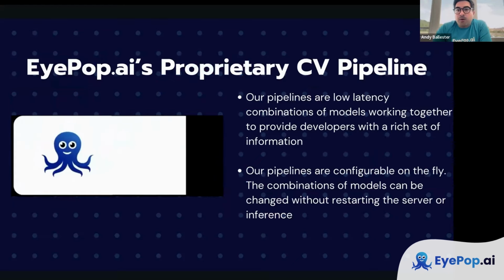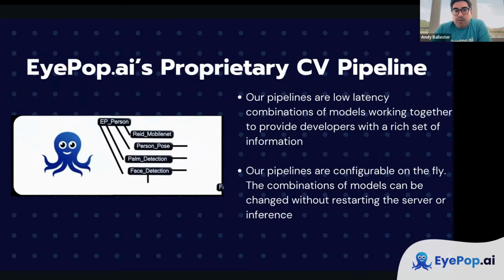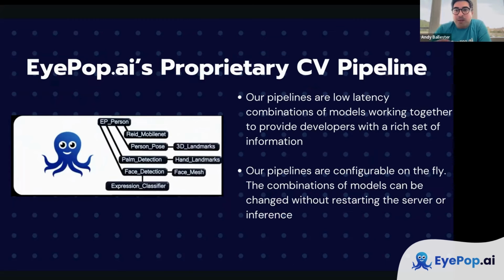To dive in a little bit deeper on what some of our computer vision recipes or pipelines look like, we've created a proprietary computer vision pipeline technology. It's very low latency. You can combine models at will, and we'll be looking at that today. And that's in order to provide you with a rich set of information. When we went out to the market and talked about real world computer vision problems with startups, what we found was one model often doesn't cut it for the type of data that they're looking for in traditional CV development.